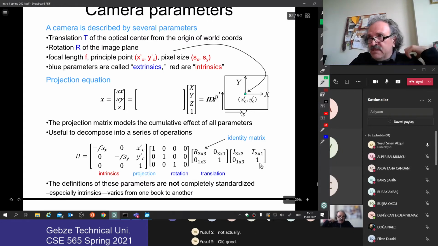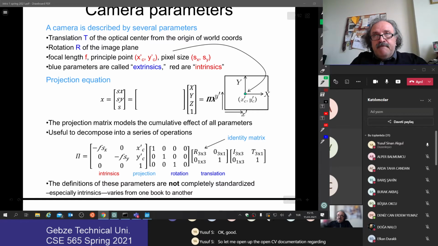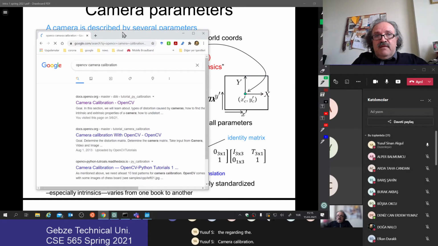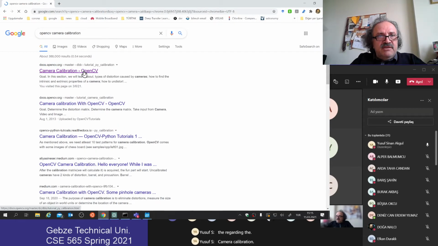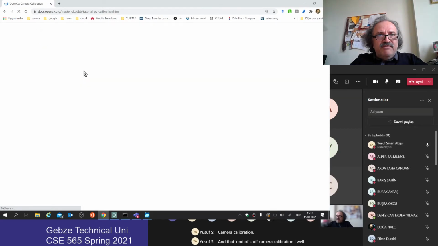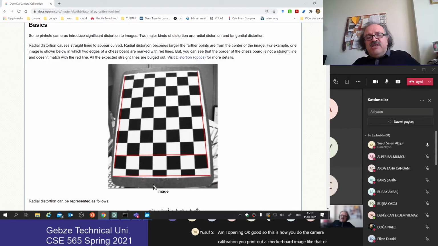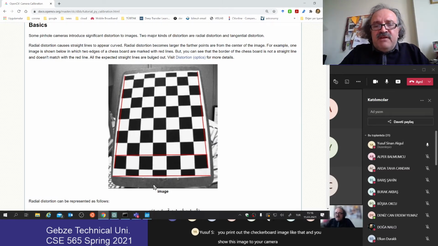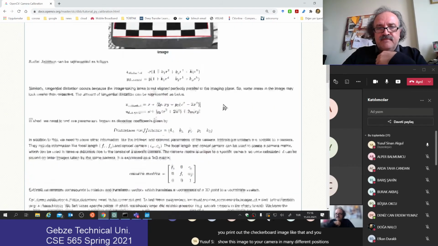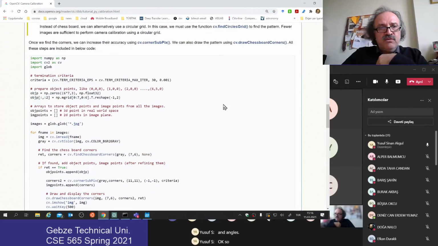So let me open up the OpenCV documentation regarding camera calibration. This is how you do the camera calibration. You print out a checkerboard image like that, and you show this image to your camera in many different positions and angles.